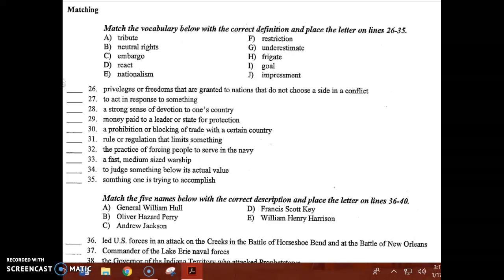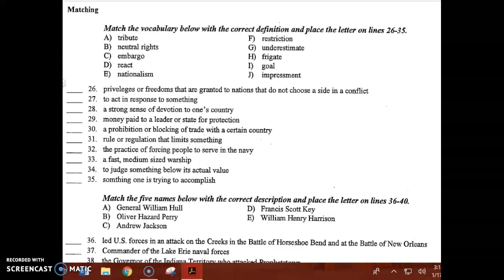The next section is matching. You need to match the vocabulary words with their correct definition and place the letter for each on the line. Here are the vocab words. A, tribute, B, neutral rights, C, embargo, D, react, E, nationalism, F, restriction, G, underestimate, H is frigate, I is goal, and J is impressment.